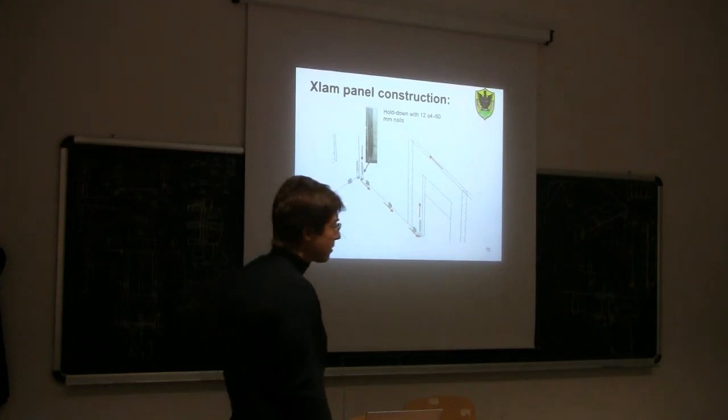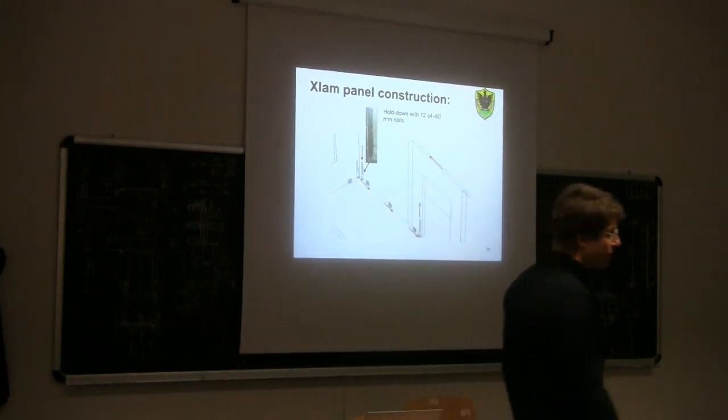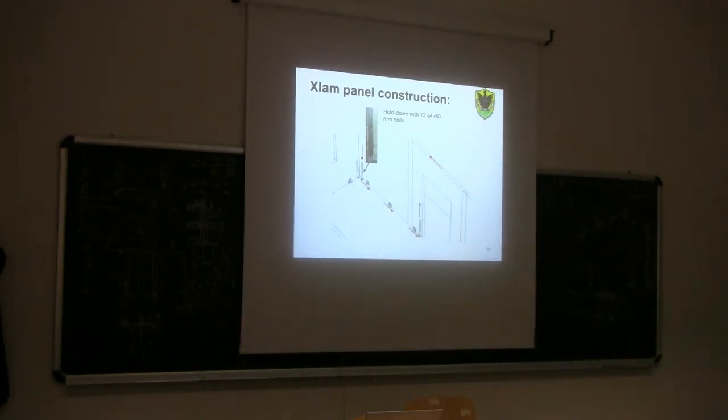The hold downs, as the name suggests, are needed in order to hold down the panel, to resist the possible uplifting tensile forces due to horizontal forces. If we push on top of the panel, it may tend to rock, may tend to rotate, and so the hold down is needed in order to prevent this rotation.